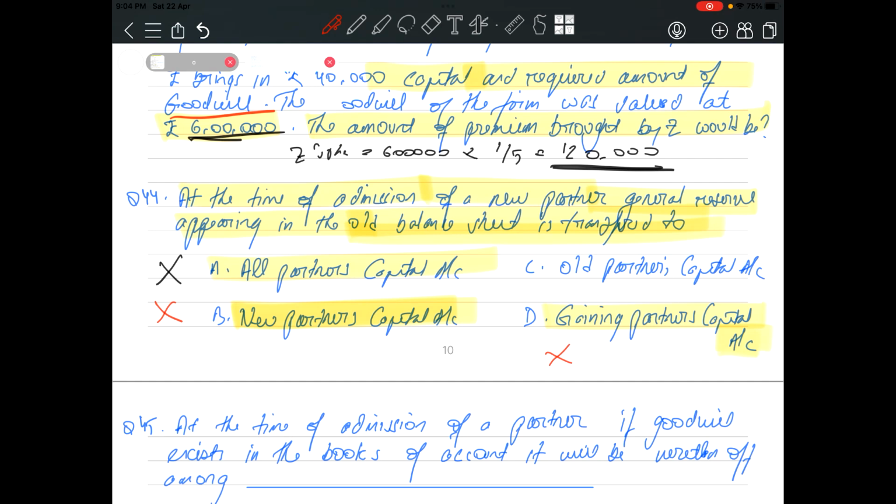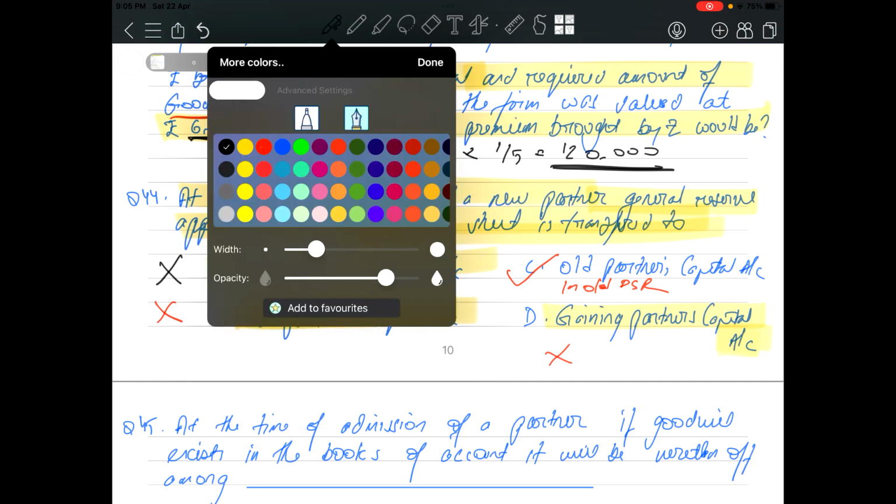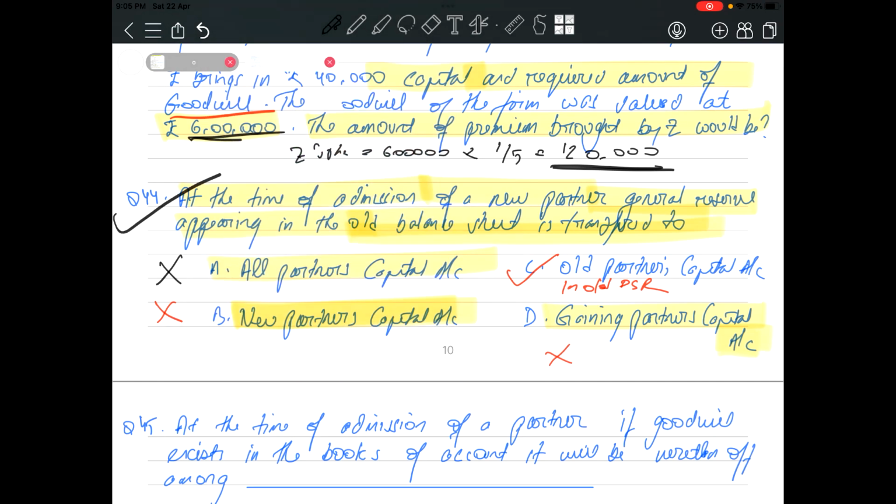So the right answer will be old partners' capital account. In which ratio? This is not complete. It should be in the old profit sharing ratio. You will always have to remember the existing profits will be transferred to the old partners' capital account in the old profit sharing ratio. So I hope this is clear. We are done with question number 44.